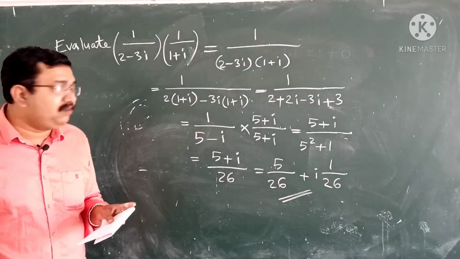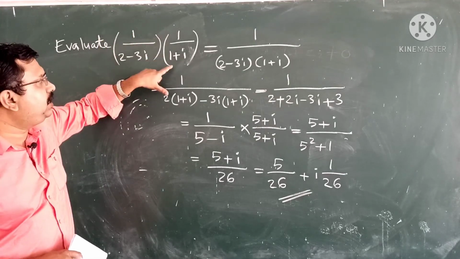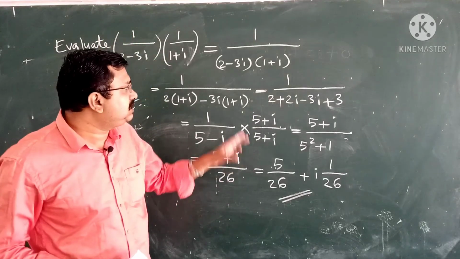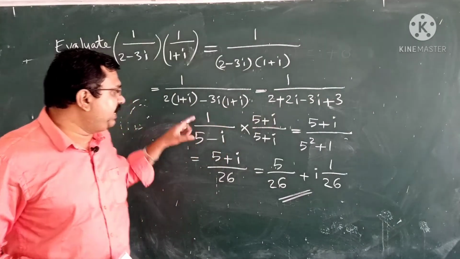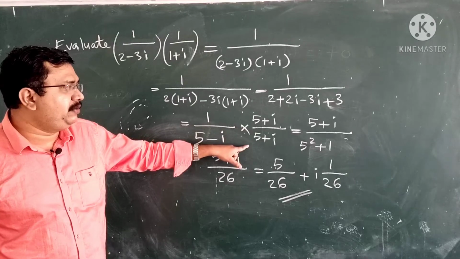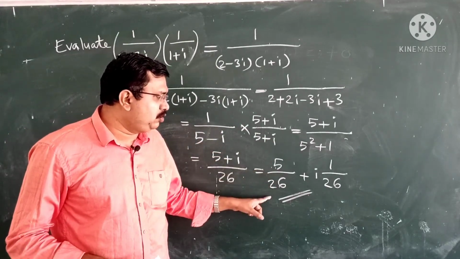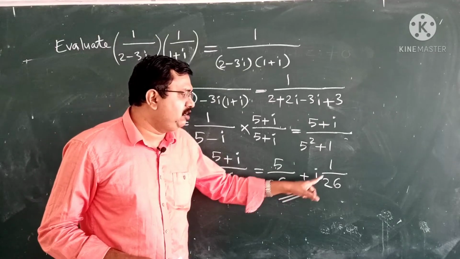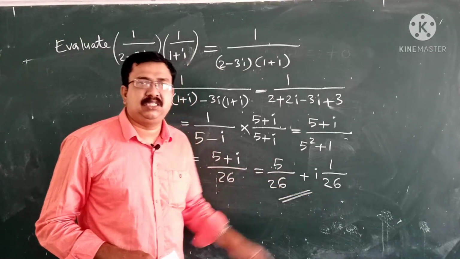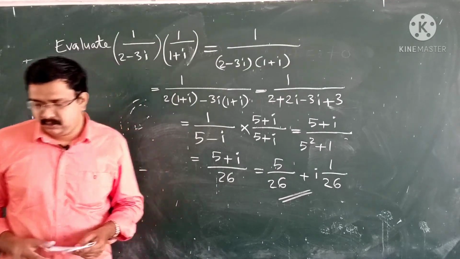We are evaluating the value of 1 by (2 minus 3i) into 1 by (1 plus i). When we do it, we get 1 by (5 minus i), then multiply numerator and denominator with 5 plus i, and we get 5 by 26 plus i into 1 by 26. This is our final answer. Please write it down in your notebook.